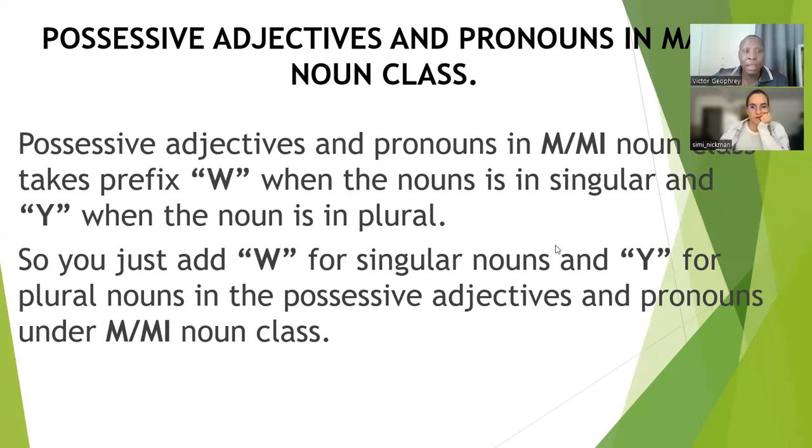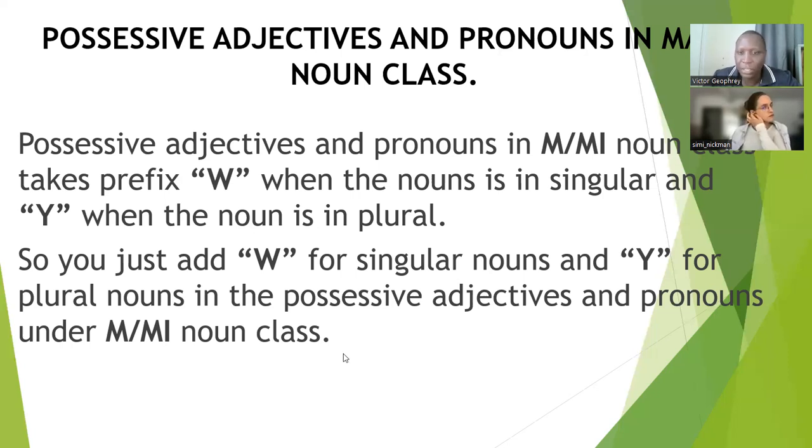Okay, so under the m-mi noun class, the possessive adjective takes the prefix wa or w when the noun is in the singular, and it takes the prefix y or ya when the noun is in the plural. So you have to check this noun: is it in the singular? If it's in the singular, you put w, like wangu, wako. The plural is different.